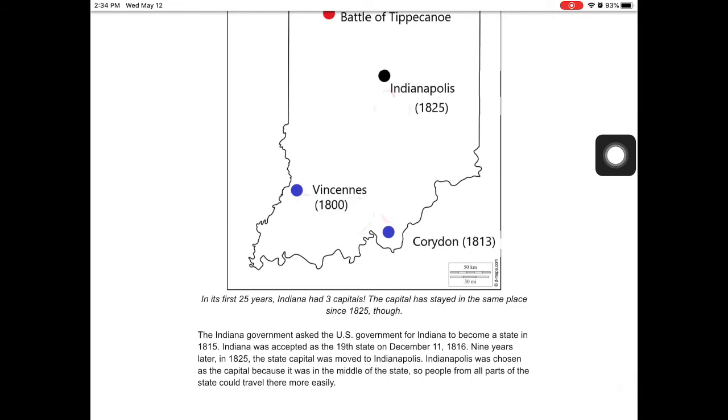Okay, keep on looking for city names. Ooh, here's a city name. I think it starts with a capital I. Nine years later, in 1825, the state capital was moved to Indianapolis. Okay, so they moved the capital to Indianapolis. I'm going to write Indianapolis where it says today's capital. And then, when did it become the capital? Nine years later, in 1825. Okay, so 1825.